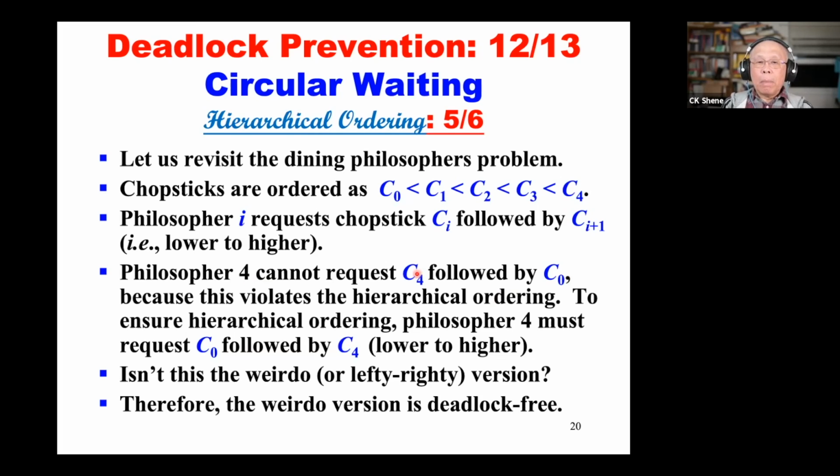That is, philosopher 4 must follow getting the lower level resource first, followed by the higher level one. So in this case, philosopher 4 is a weirdo. He gets the right first, followed by the left one. Isn't this the weirdo version? Therefore, from the hierarchical ordering, we are able to prove that the weirdo version is also deadlock free.